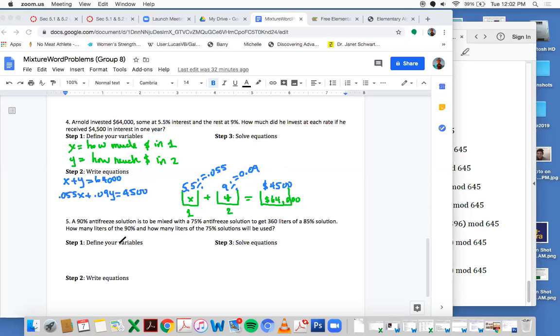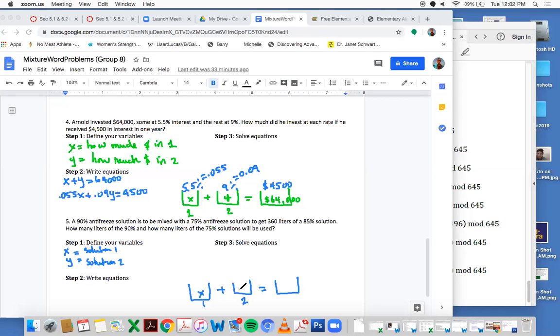All right. Let's look at this one. So the antifreeze solution. Okay, we have 2 solutions. We're trying to mix to get the last one. So again, we have X and Y. We have the solution 1 and solution 2. Here's 1 and here's 2.